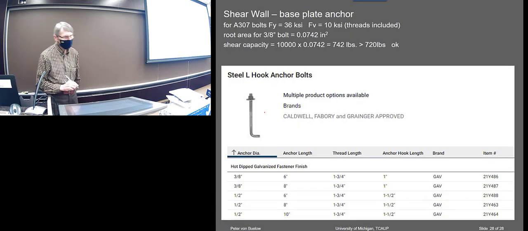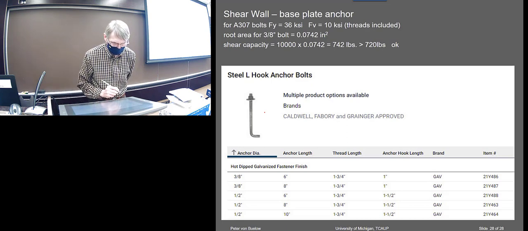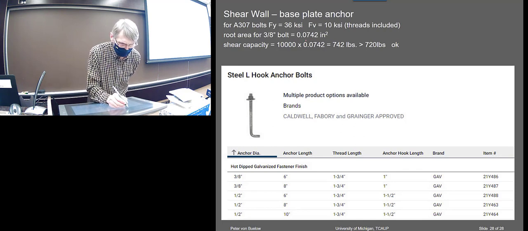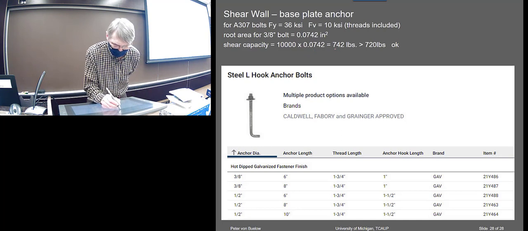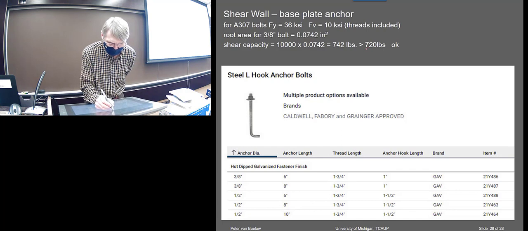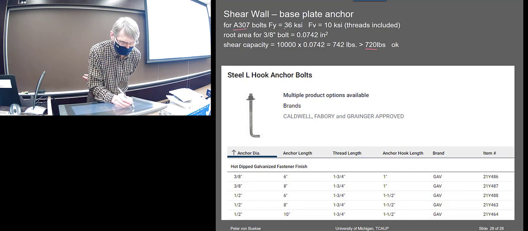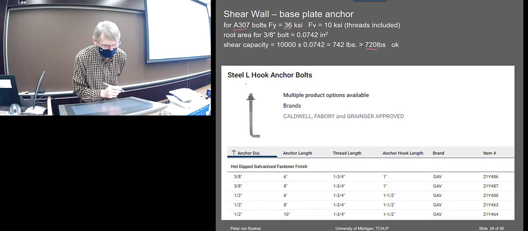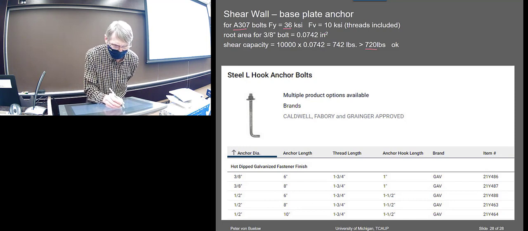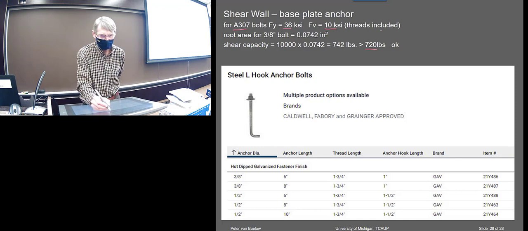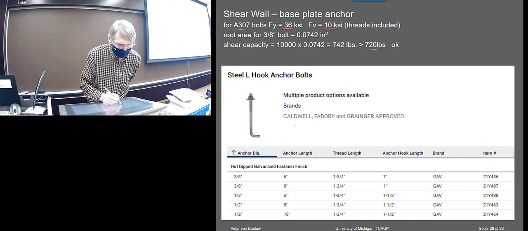Okay, and then the anchor bolts, these would be cast into the slab. What did we want? We wanted 720 pounds, I think is what we want, right? And I'm using an A307 bolt, which apparently is a 36, or 36 KSI at any rate, but only has a shear strength of 10 KSI if you include the threads. Okay, so I guess we do that.